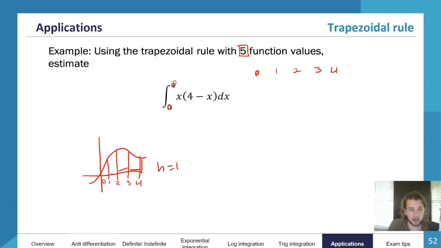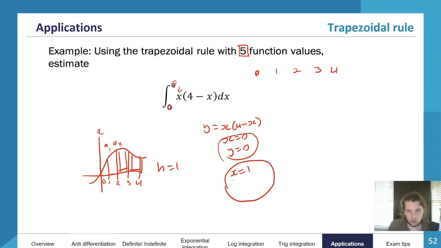Now that means we actually have to find the height of each of these parts as well. So we have to find the height at 0, we'll call that A, then we have A1, then A2. So let's do that. At 0, the height is 0 because we can see there's a leading x, which means if y is equal to x(4 minus x) and x is equal to 0, then y is equal to 0. When x is equal to 1, we want to find what y is equal to. So y is equal to 1 times (4 minus 1). So y is equal to 3.